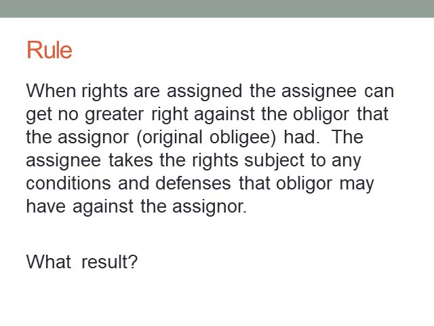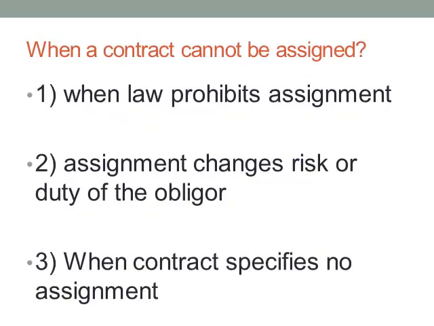Okay, so most rights in contracts can be assigned. But there are times when the contract cannot be assigned: when the law prohibits assignment, when the assignment changes the risk or duty of the obligor, and when a contract specifies that it cannot be assigned. So let's take these individually. The first one makes sense. If the law prohibits assignments, then there can be no assignment.